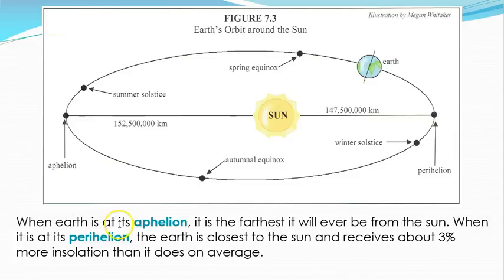So when Earth is at its aphelion, it's the furthest distance from the sun. When it's at its perihelion, it's closest to the sun, and it receives about 3% more insolation than it does on average. So of course, the closer we are to the sun, the more radiation we receive.